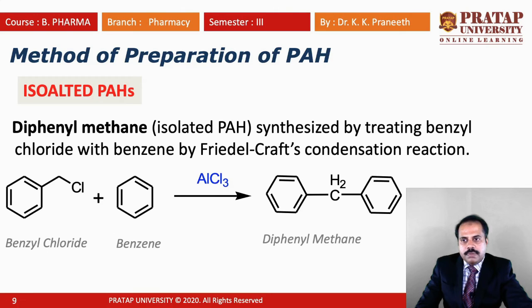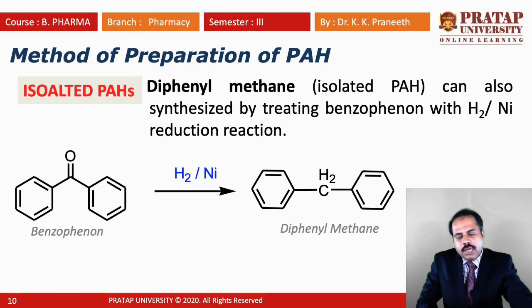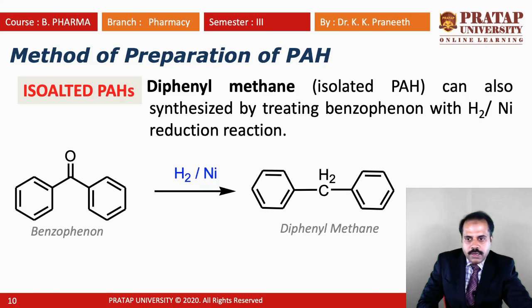So, in the second method, we can also use benzophenone. If we take benzophenone and use a reduction reaction, that is using hydrogen and nickel, nickel as a catalyst, hydrogen as a gas, it is used for reduction. So, this reduction is loss of oxygen or addition of hydrogen, right. Benzophenone has an oxygen in the center, a double bond O, this carbonyl group, and if you add this catalyst in the presence of hydrogen gas, hydrogen will be incorporated and oxygen will be removed.